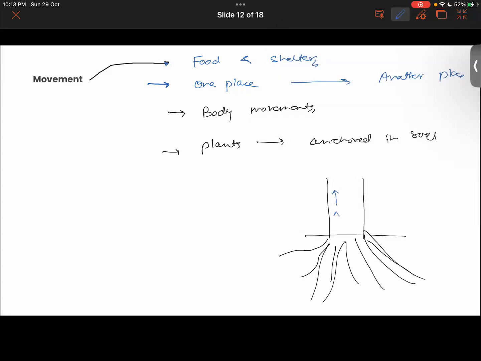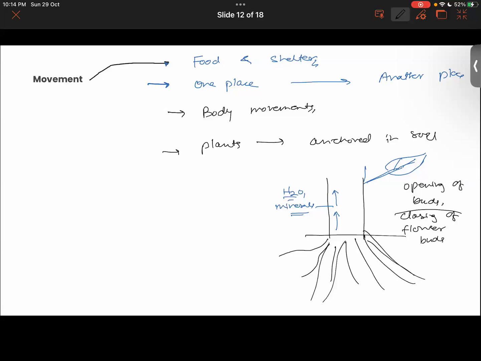So in the case of plants, what is happening? Water and different types of minerals are moving inside their body, and in the leaf the food that is prepared is also moving in the different parts of their body as well. So in that manner movement is taking place inside the plants also, right? And plants show other kinds of movement also. If you see the opening of buds, or closing of flower buds, that is also a sign of movement, aren't they? So that is simply about movement.